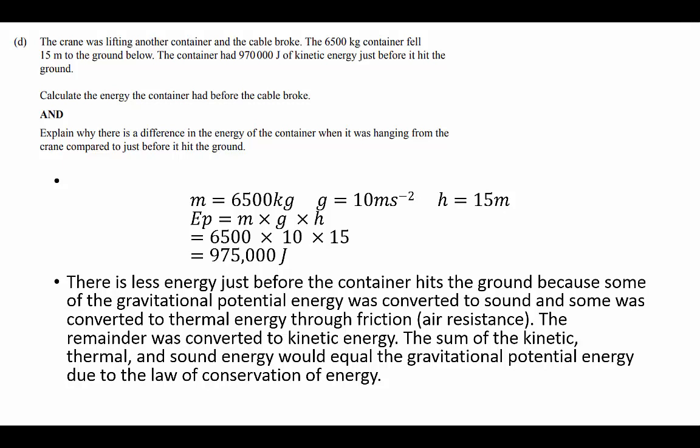So what I've written here is there's less energy just before the container hits the ground because some of the gravitational potential energy was converted to sound and some was converted to thermal energy through friction because of air resistance. The remainder was converted to kinetic energy, and with these sorts of questions I find it's always useful to refer back to the law of conservation of energy, and so that would tell us that the sum of the kinetic, thermal and sound energy would equal the gravitational potential energy.